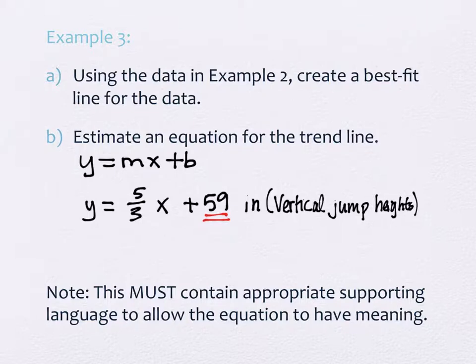This y-intercept should be the jump height in a specific year. What year is that the height in? Well, according to my graph, the year 2000. Because that's what my y-axis represented. It was the year 2000. So I have to actually include that information for this equation to be useful for any purposes. I have to say that x is years since 2000.